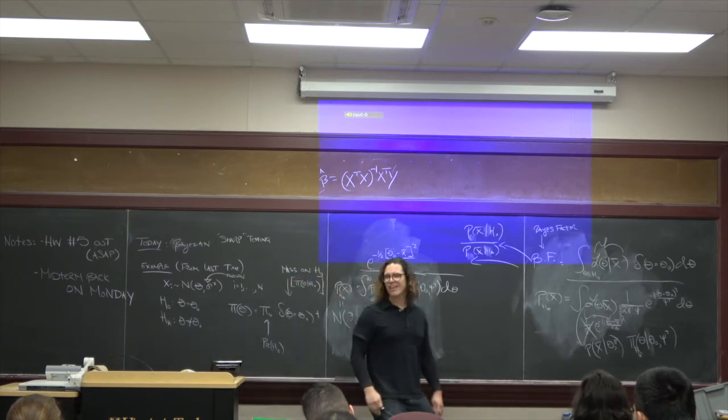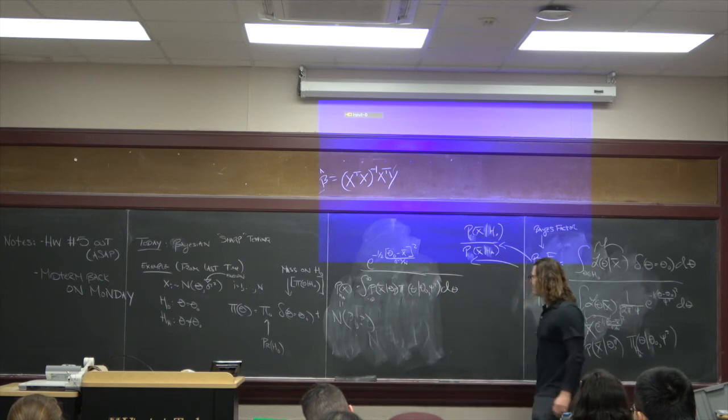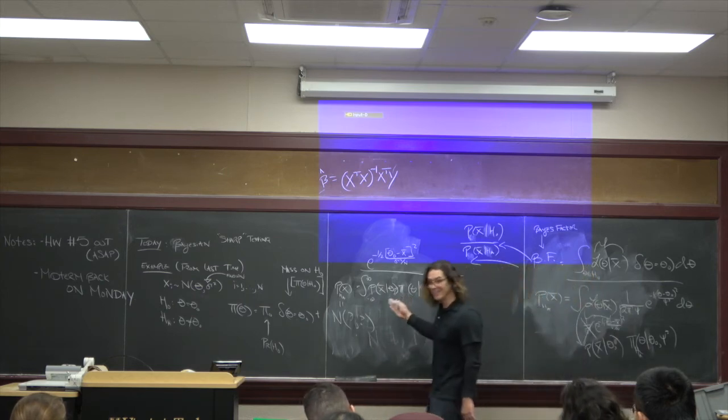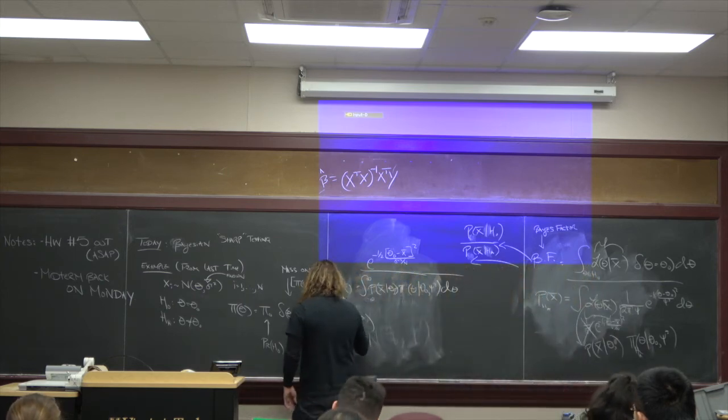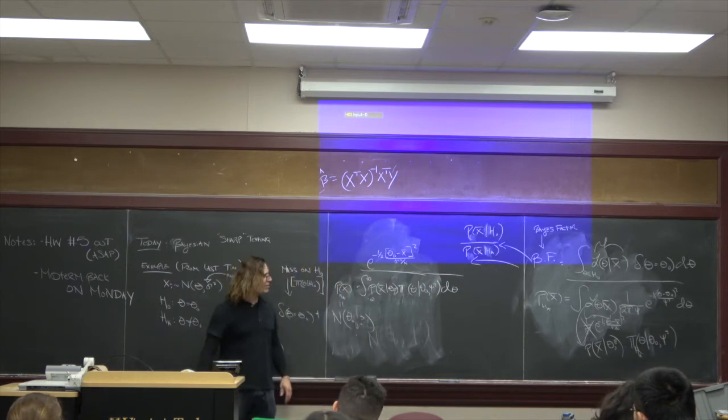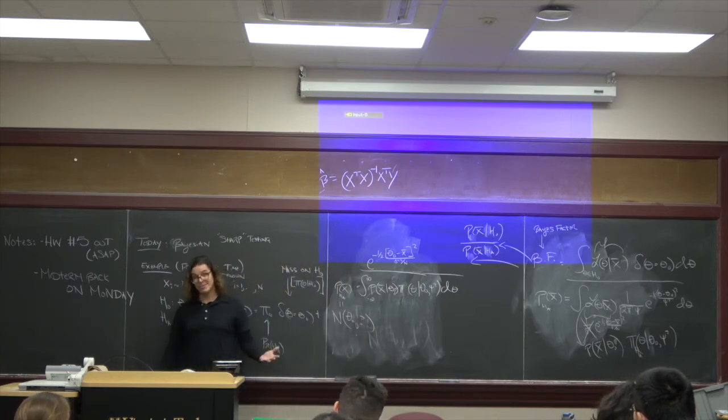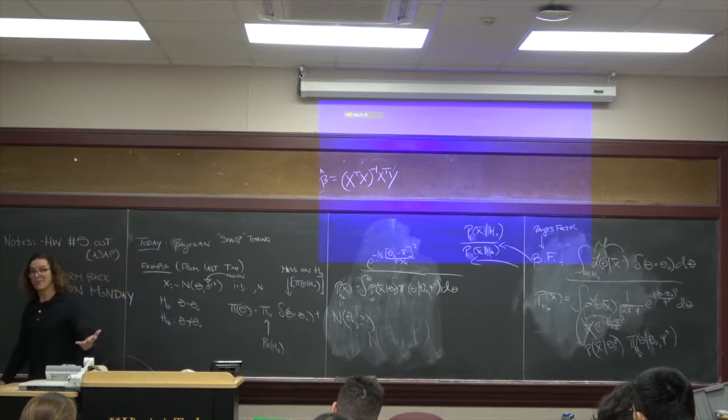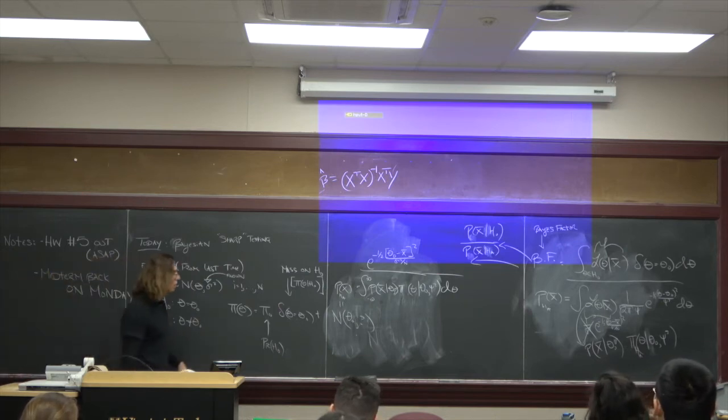What do you think? Where do you think it's centered? Just guess. Theta 0. Where else is it going to be centered? So it's true, it's centered at theta 0. And what do you think the variance is? It's bigger than sigma squared? Probably, right? You're including more uncertainty through this averaging process.